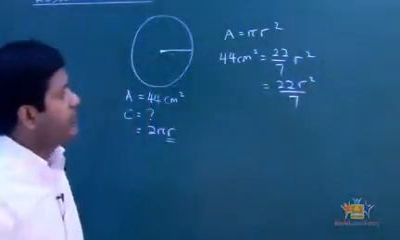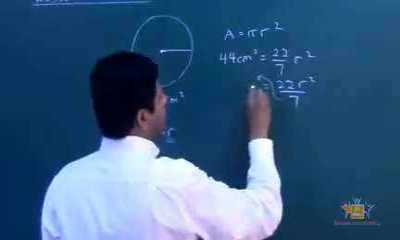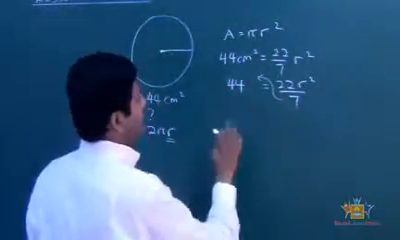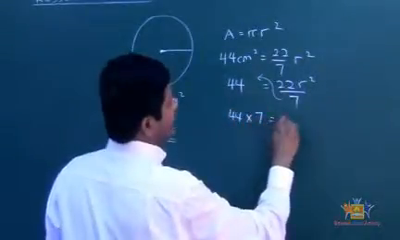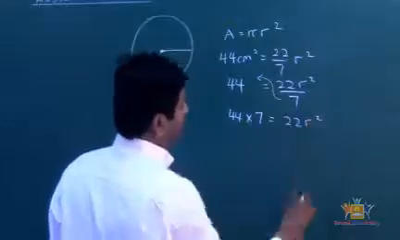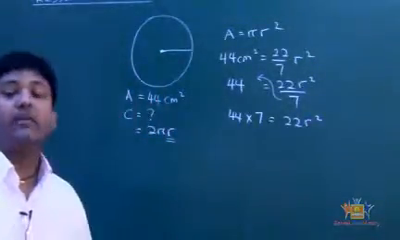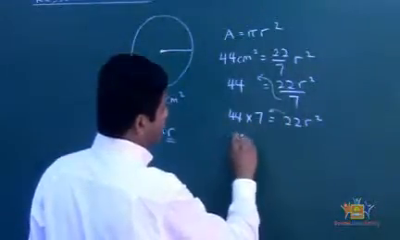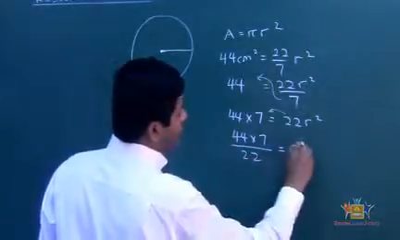And what is 7 doing to r squared? It's dividing. So we're going to take 7 across the bridge. Let's drop the centimeters squared for right now and just leave it as a number. So it'll be 44 times 7, and then we've got 22 r squared. And 22 is doing what? It's multiplying. So multiplication across the bridge becomes division. So 44 times 7 over 22 equals r squared.